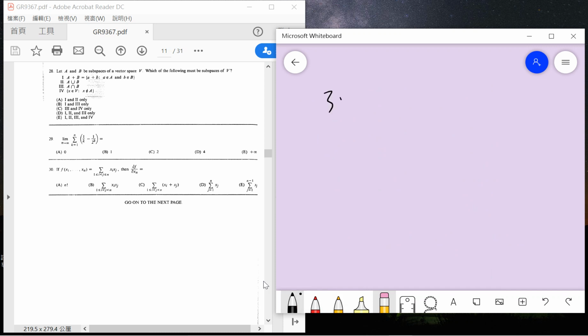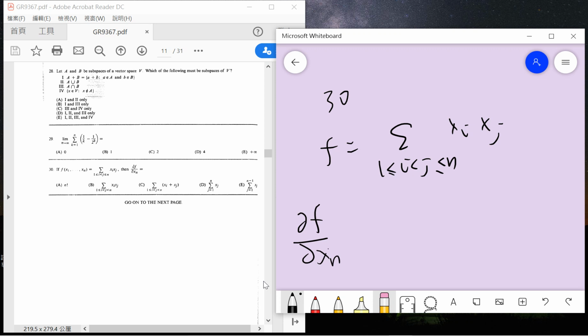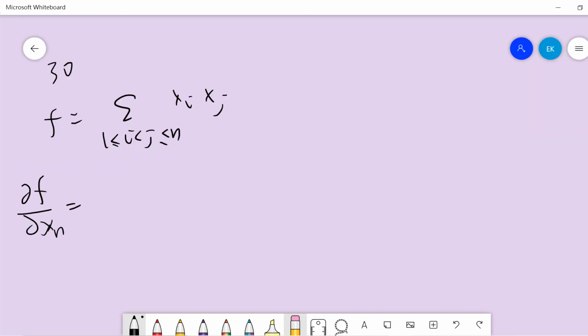Number 30 is also a simple question. He gave you f as the sum over i from j to n of x_i x_j, and asks about the derivative, partial f partial x_n. There are multiple ways to solve it. The first way is you just plug in n equal to 3 and see which one is correct. However, we are not that kind of person, and we can directly prove it, right?